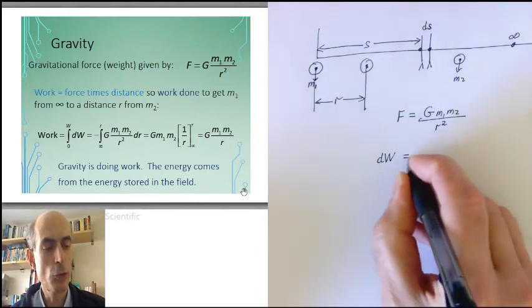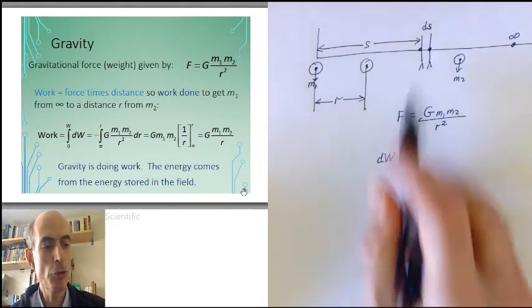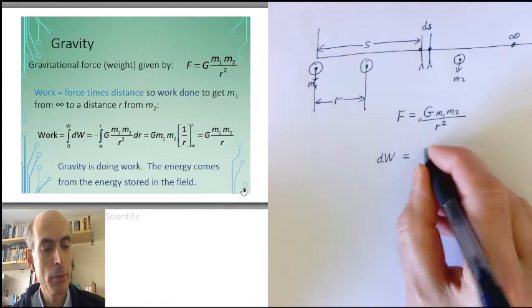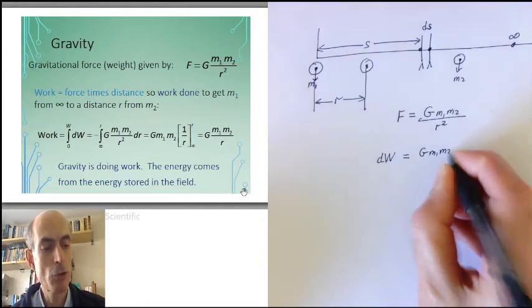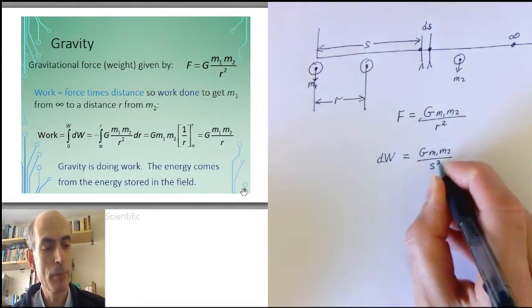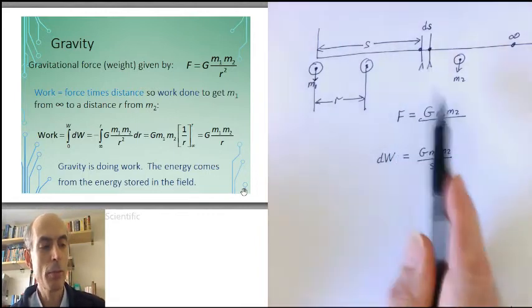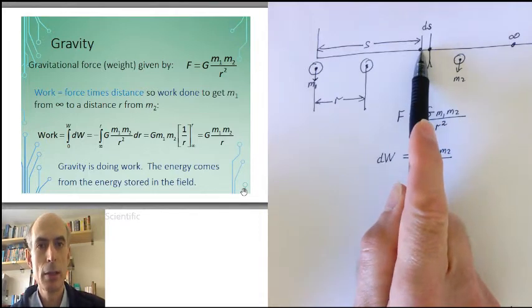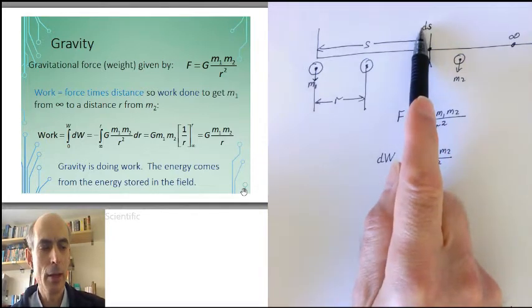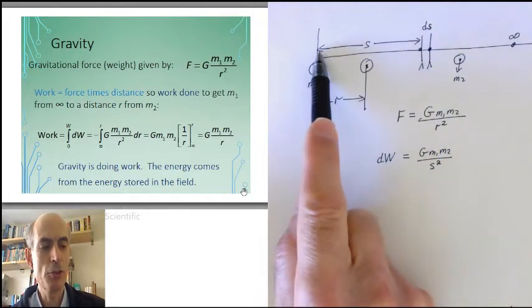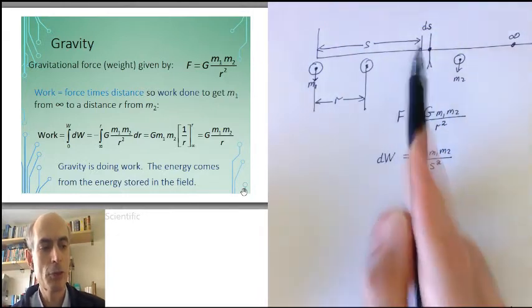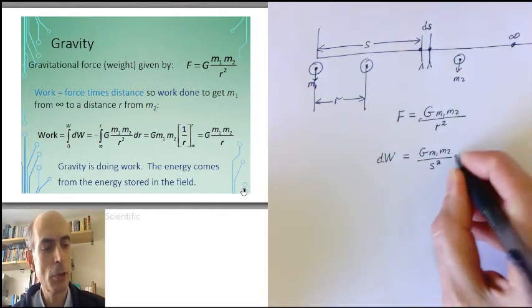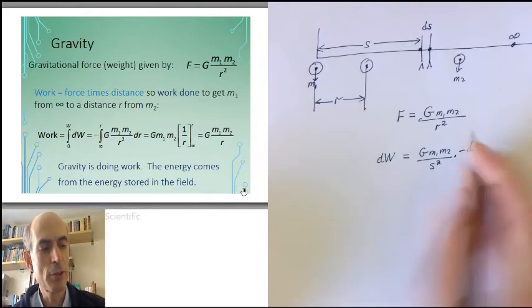Well, that's equal to the force times the distance. The force at this point here, where the two masses are a distance s apart, is G m1 m2 over s squared. And the small distance that m2 has moved from here to here is minus ds. And it's minus ds because the distance s is decreasing. It's going from here to here, so the distance decreases. We need to multiply by minus ds to get from there to there.